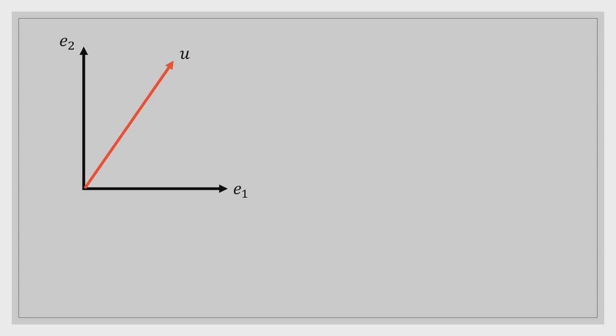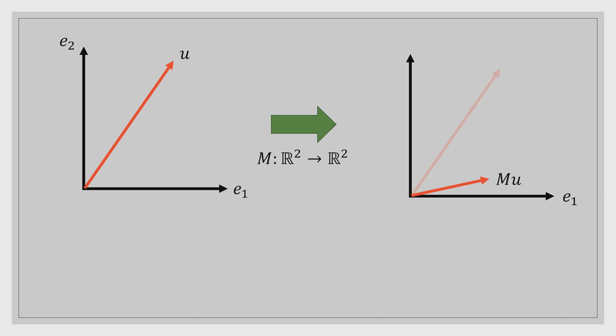So let's say that we have a vector u and it's in the basis set e1 and e2. And I say, okay, this is great. Let's perform a matrix transformation going from R2 to R2. And what we'll see is that our vector u can change direction as well as change in its size. So as we can see here, the direction of u changed. In addition, it became a little bit smaller.